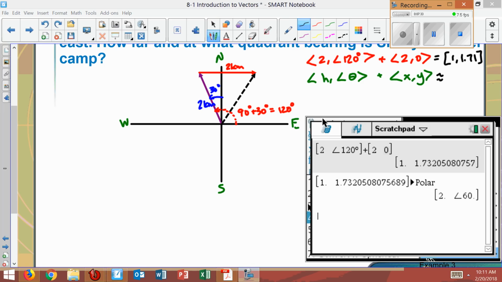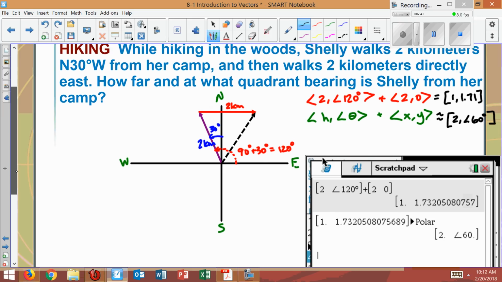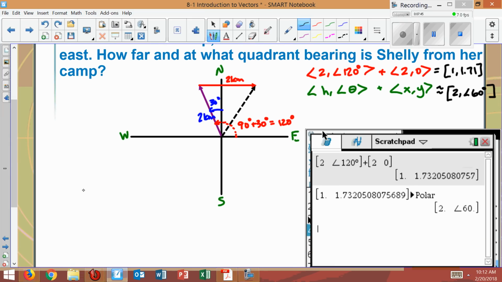So now I know that she traveled a total distance of 2 kilometers at an angle of 60 degrees. Now that's what that tells me. So the answer here, how far did Shelley walk? She's 2 kilometers away from camp. 2 km from camp. And not only that, 60 degrees, this would be from the x-axis. So this angle right here is what we have just determined, is 60 degrees.